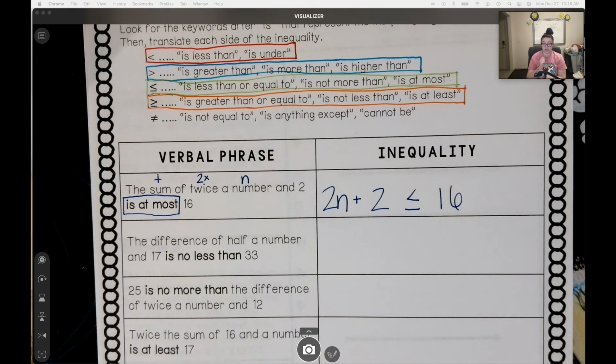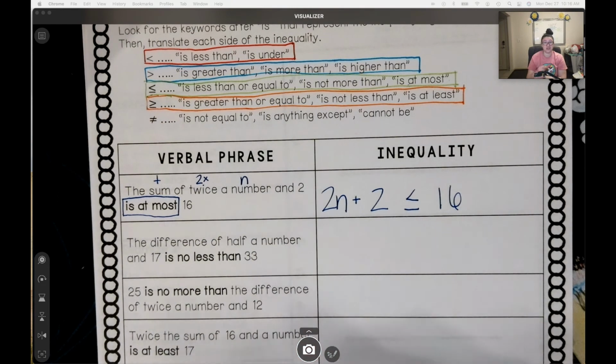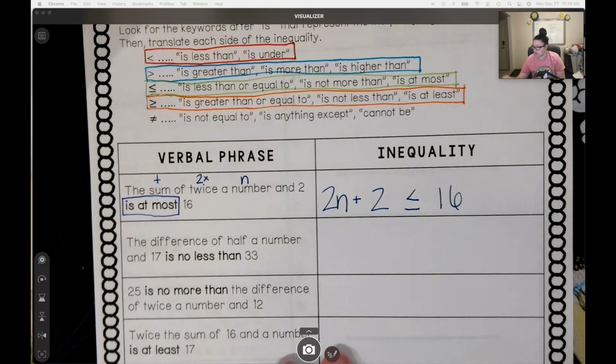Again, the hardest part here is all the words for the different inequalities. Take the time, figure out what they mean. Let's try another one.